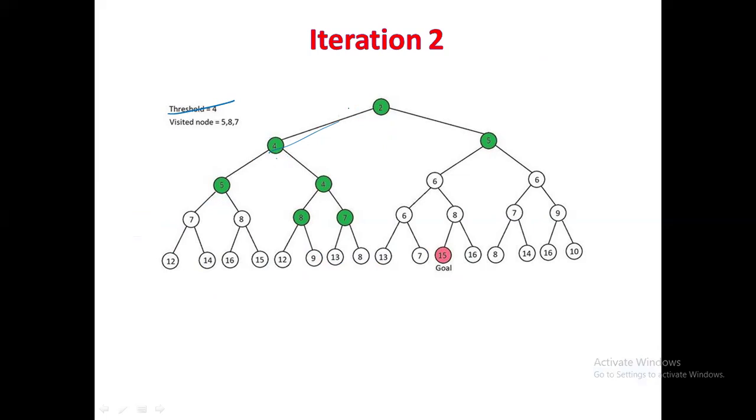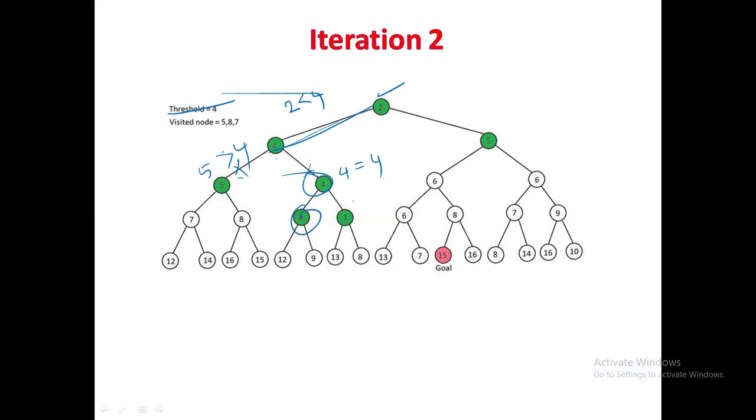This algorithm begins with the current node, here 4, which is less than or equal to the threshold, so it is accepted. It proceeds to explore its children. The first child is 4, and the next one is 5. The child 5 exceeds the threshold: 5 is greater than 4, so it is pruned here. The second child of node 4 is explored because 4 is equal to the threshold value.